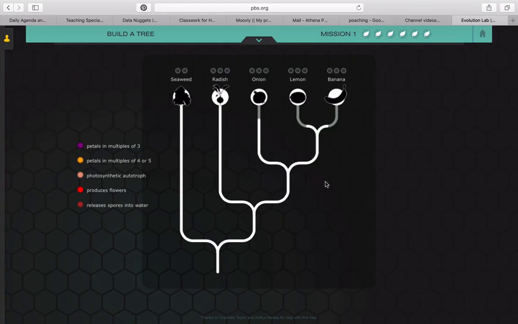Once I have all of this set up, now I'm going to put my traits in here. So what do all of these have in common? Something that the ancestor, before it started branching off to form all these different species here, what do they all have in common? So I'm going to say photosynthetic autotroph, something that they all share.